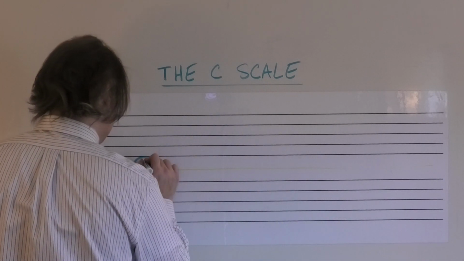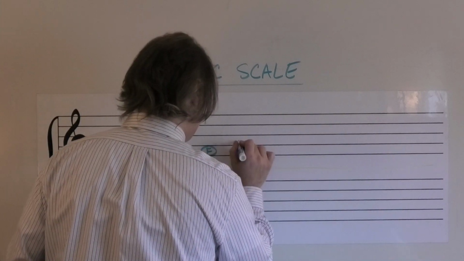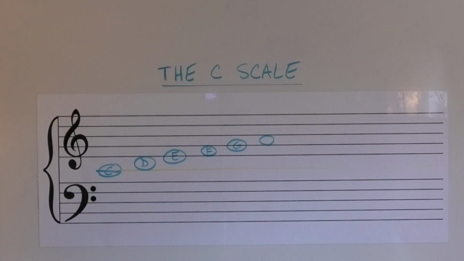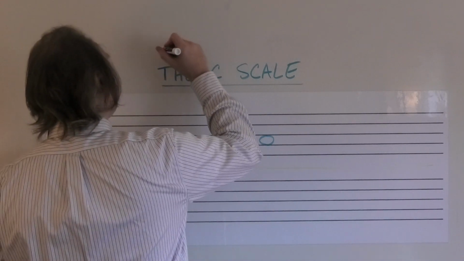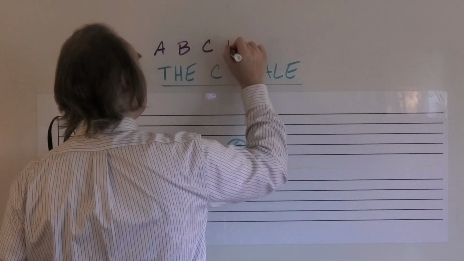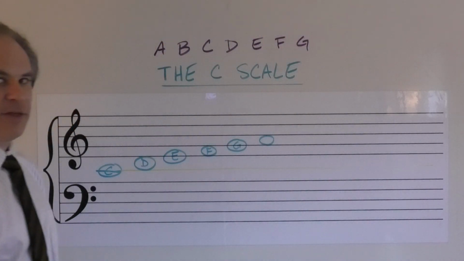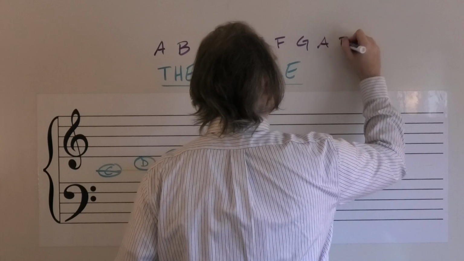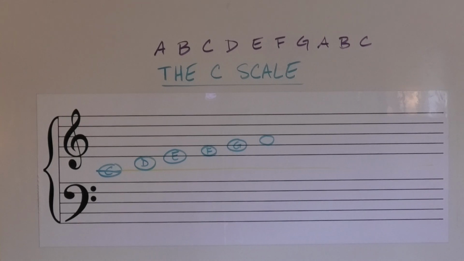So the C scale is C, D, E, F, G. Remember, the musical alphabet only goes up to G. So the musical alphabet will be A, B, C, D, E, F, G. There's no H. After G, we go to A, and then we continue the sequence from the beginning. A, B, C, D, E, F, G. Okay?